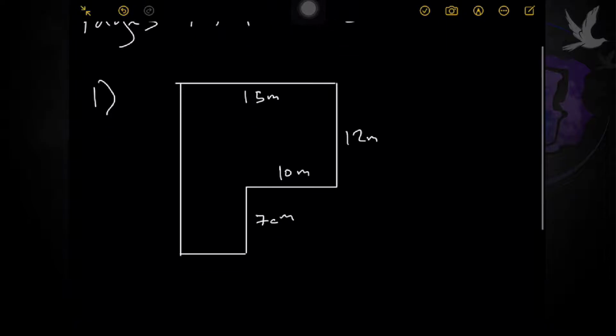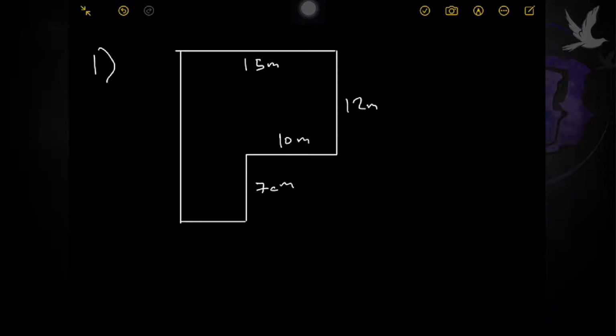So for number 1, we have: the figure below shows the floor plan of Rita's house. How big is her house? So you are tasked when the question goes that way, how big is her house? Especially when we're talking about a floor plan, top view, you are tasked to solve for the area of this figure.